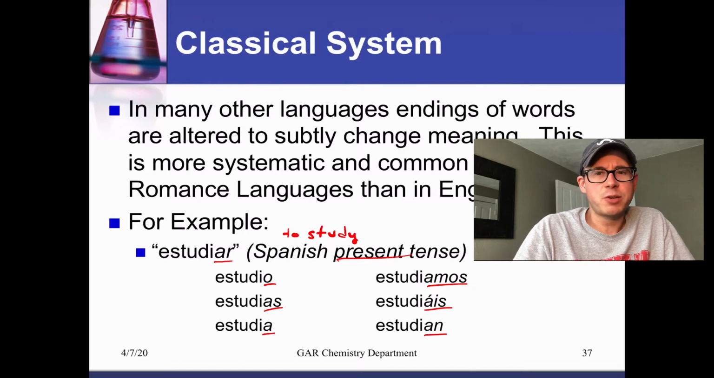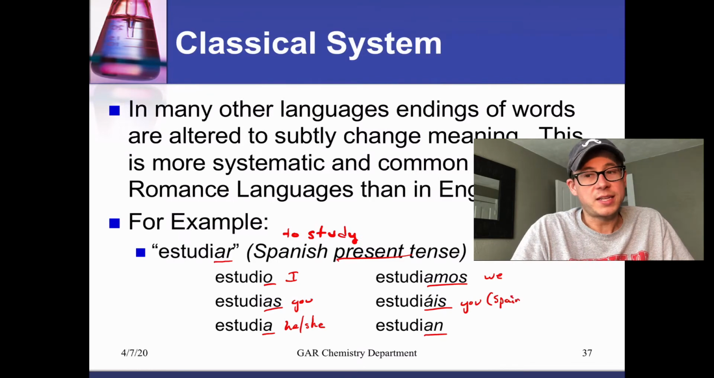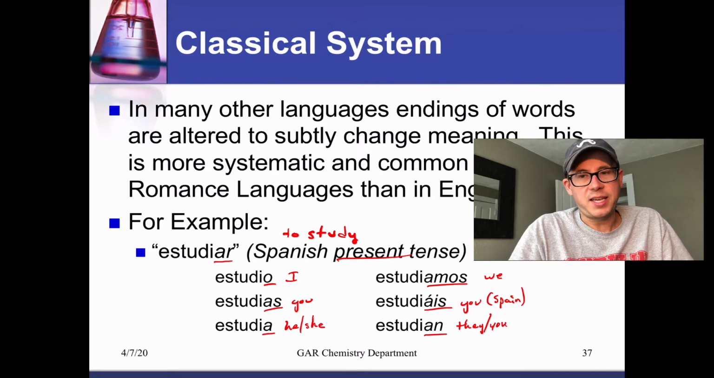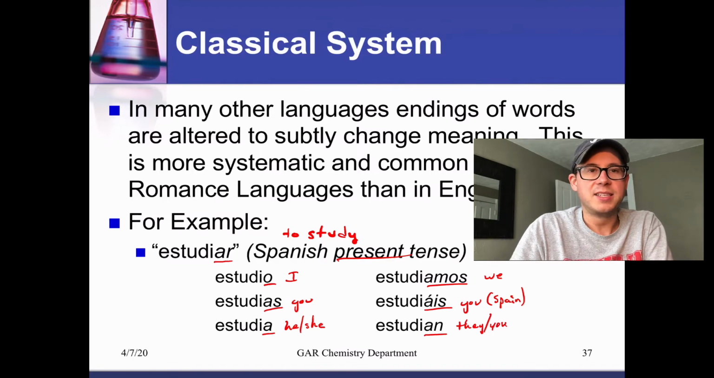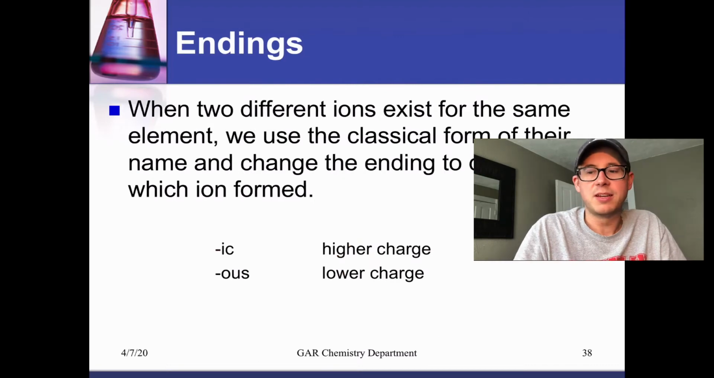We could change both the subject and the verb tense. For example, if we stick with present tense, we could change the subject by changing the ending, and we have estudio, estudias, estudia, estudiamos, estudiáis, and estudian. That would be I study, you study, he or she studies, we study, you collectively study, or they study. The suffix at the end is changed to slightly change the meaning of the word. The overall meaning is still study, but the tense means that you're doing it in present tense, and the subject means whether it's I, he, she, you, etc.